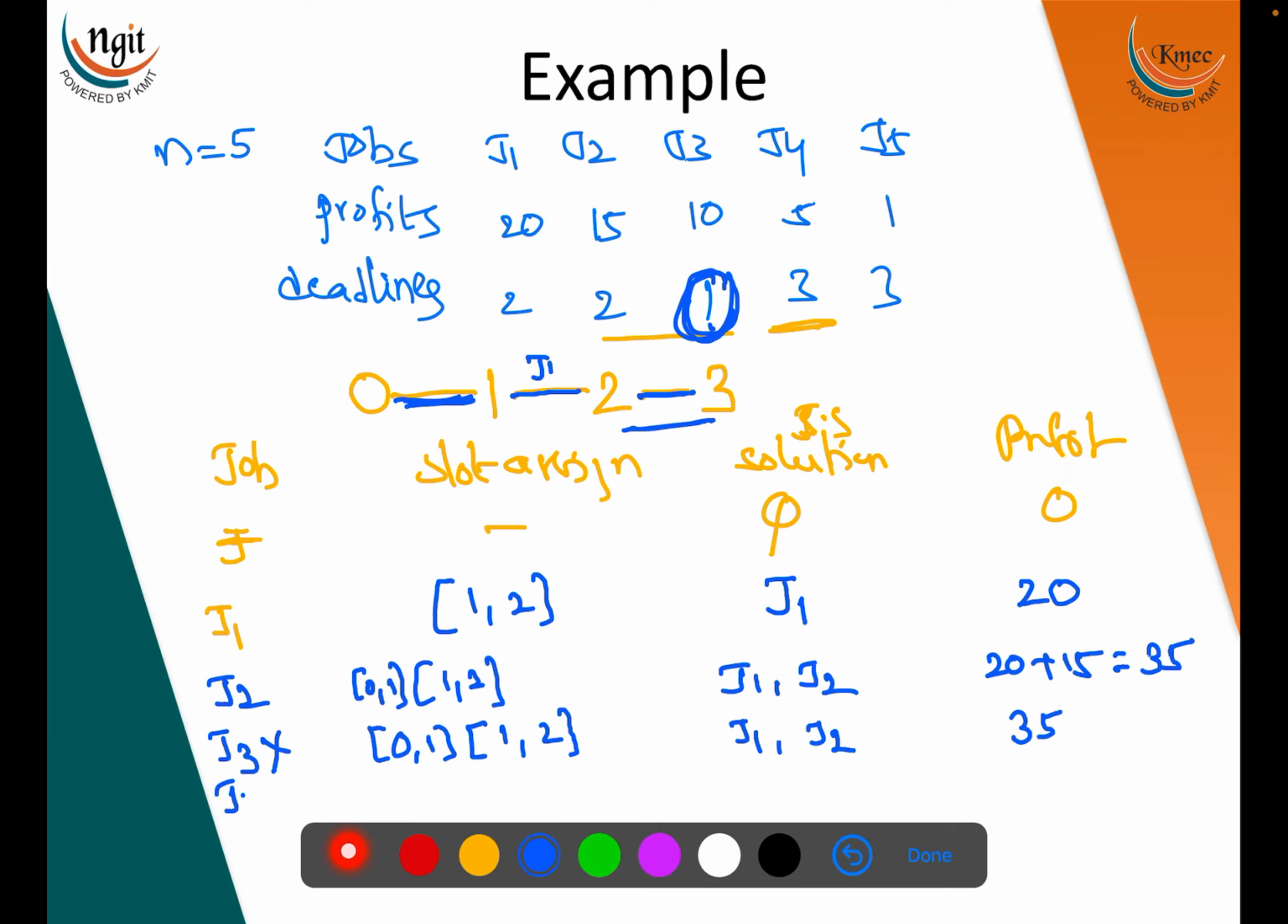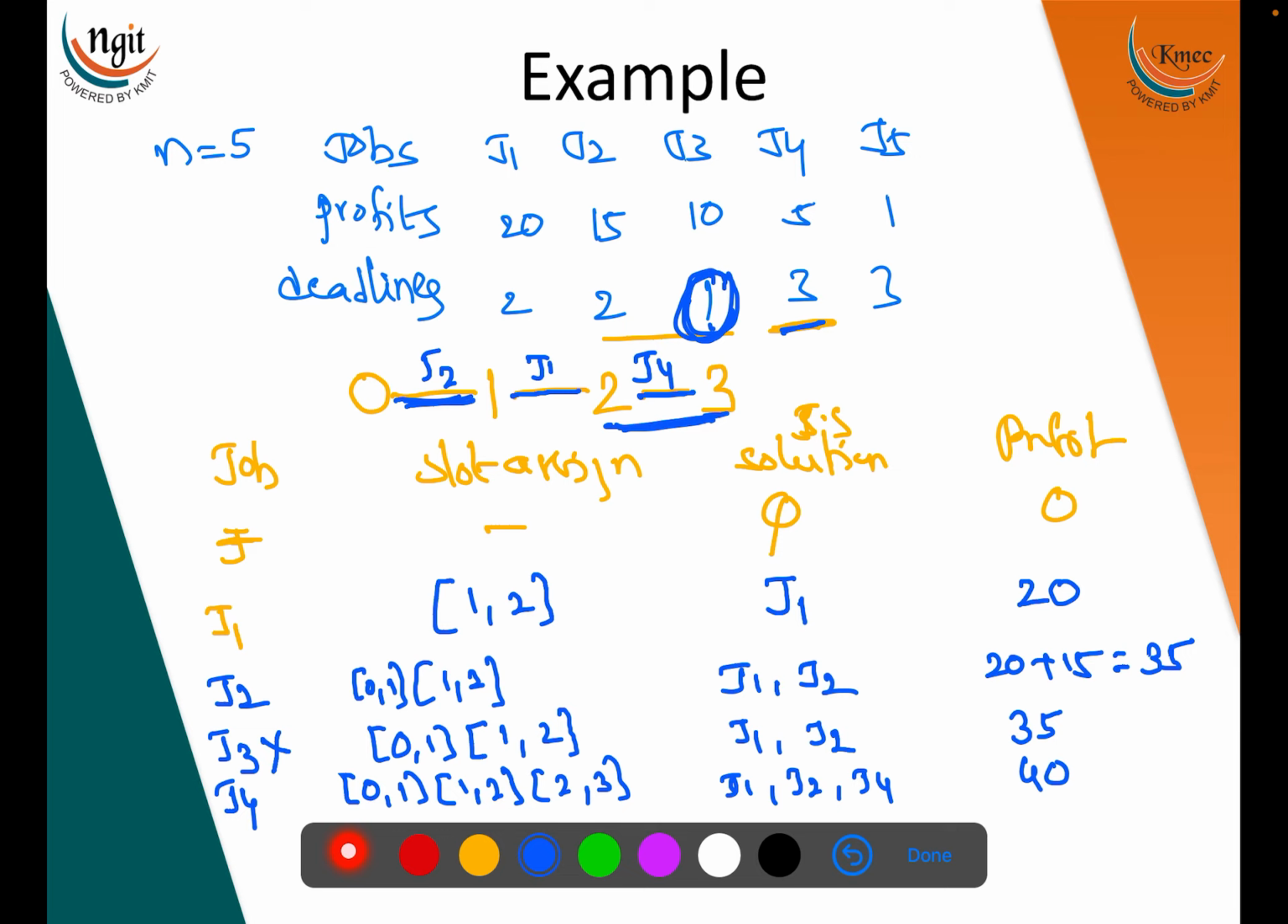Now again select J4. J4 can wait till 3 hours of time. So I can accommodate the slot 2 comma 3 for J4. So we have 0 comma 1, 1 comma 2 and 2 comma 3. This slot is given for J2 and this slot is given for J1, and this one for J4. Now the processing is J1 comma J2 comma J4. Now the profit value is 40.